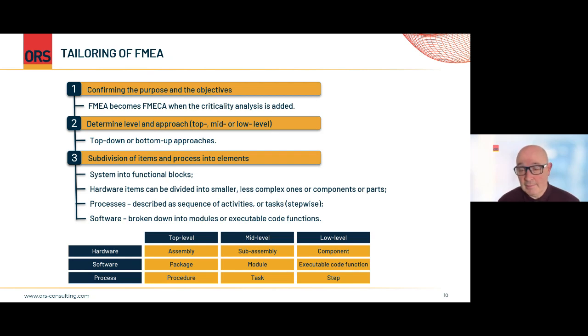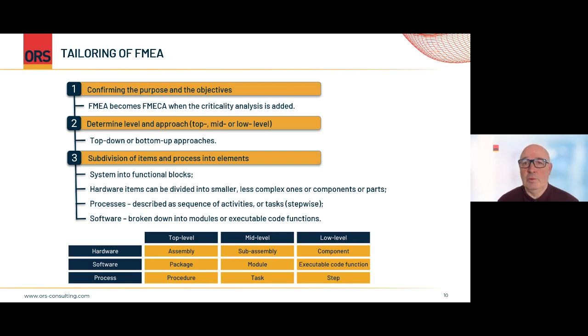Why are we doing it? What are we hoping to get out of this? And do we need the criticality analysis to help us rank things? If that's skipped or not framed well, we're going to get into trouble when we actually start to apply it to the system itself.